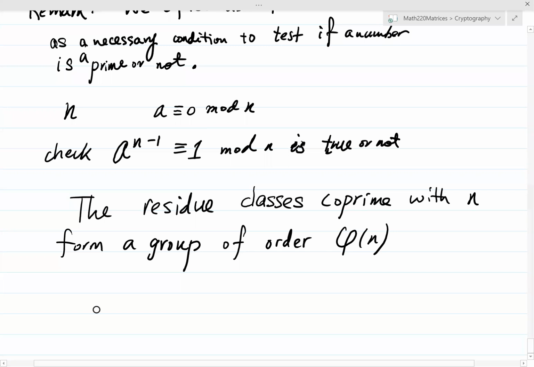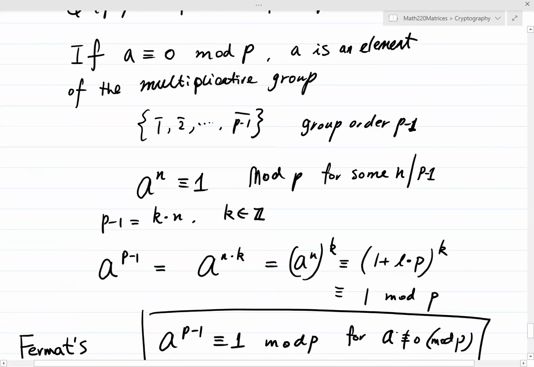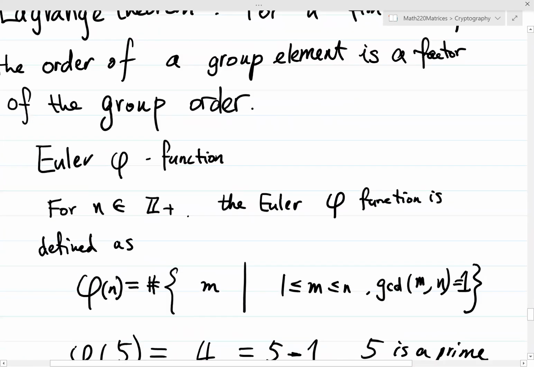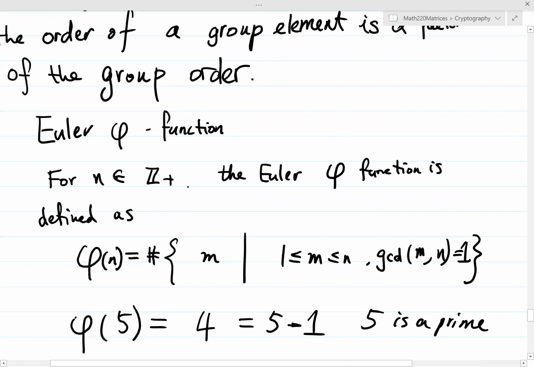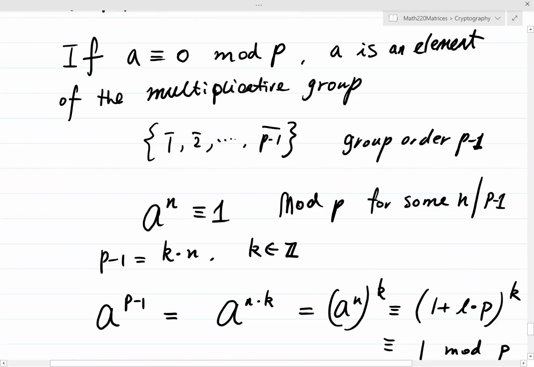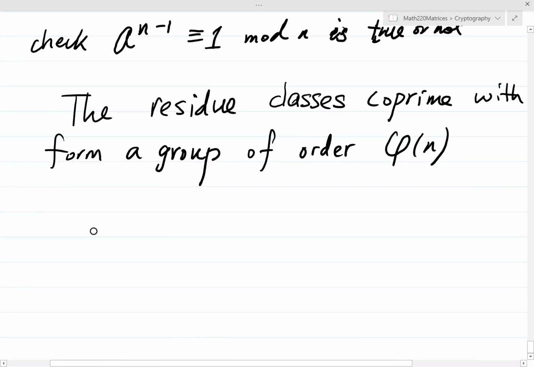Now remember, the coprime residues are exactly counted by the Euler phi function, from 1 to n and coprime with n. GCD means greatest common divisor. Their GCD is 1, meaning they do not have a common divisor except 1, so they are coprime. So the number of coprime residue classes is counted by the Euler phi function. Then we use Lagrange theorem.